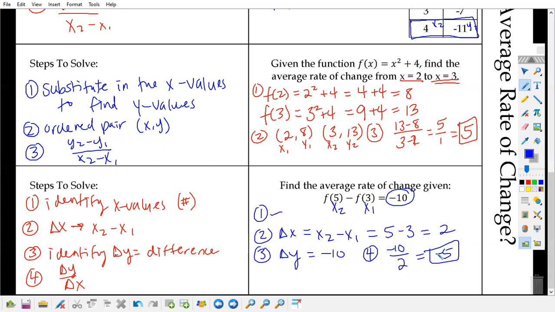Okay. How do you feel about the function notation? Good? Doable? All right. So this is our algebra review before we start the algebra 2. All right. Okay.